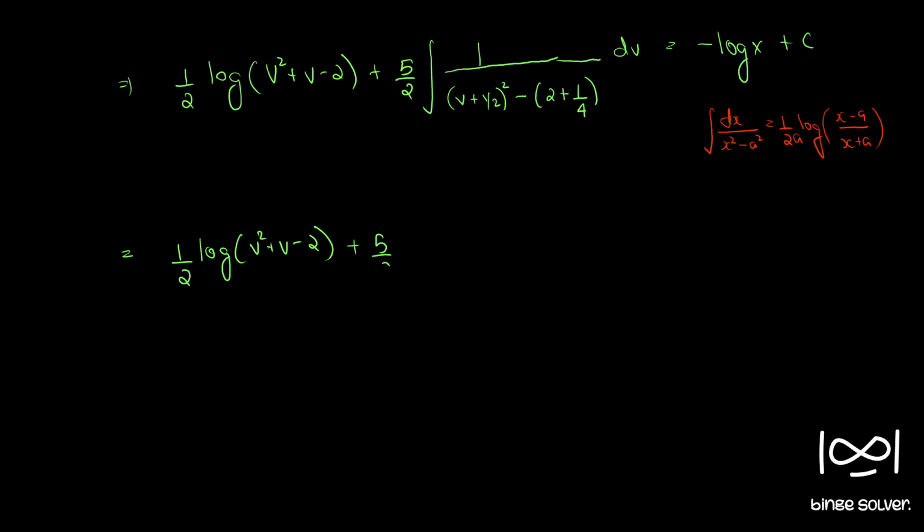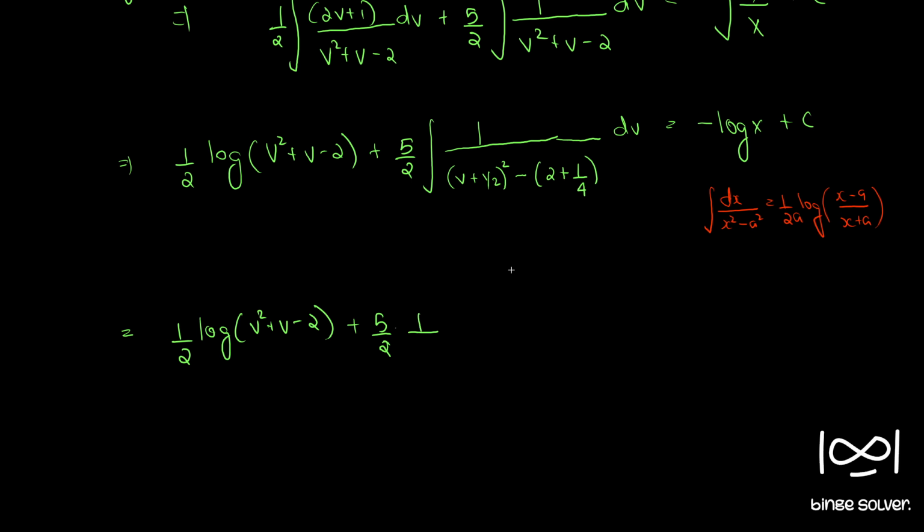So that becomes 5 by 2 into 1 by 2a. Here a square is 9 by 4. So here it is v square minus a square, right? The a square term is 9 by 4, so a becomes 3 by 2. 9 by 4 is a square, so a is equal to 3 by 2. So 2a is 2 into 3 by 2.